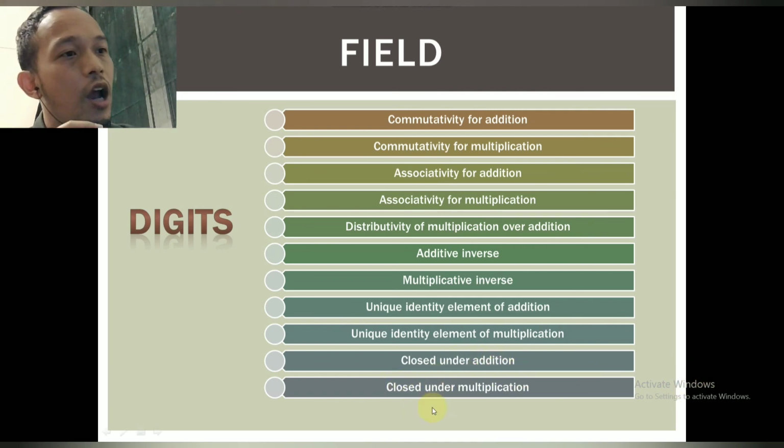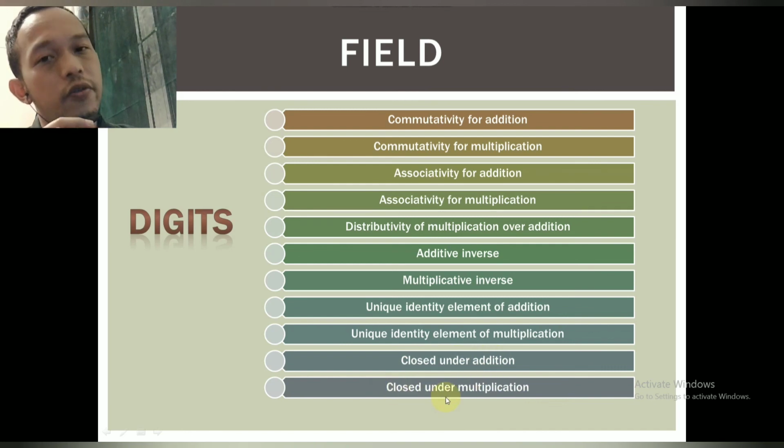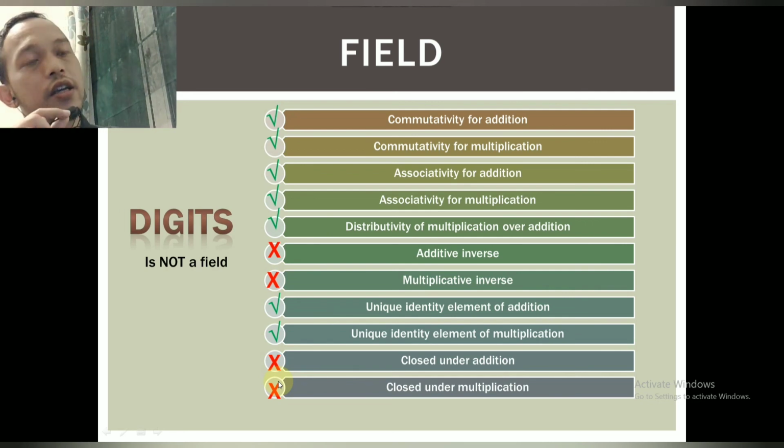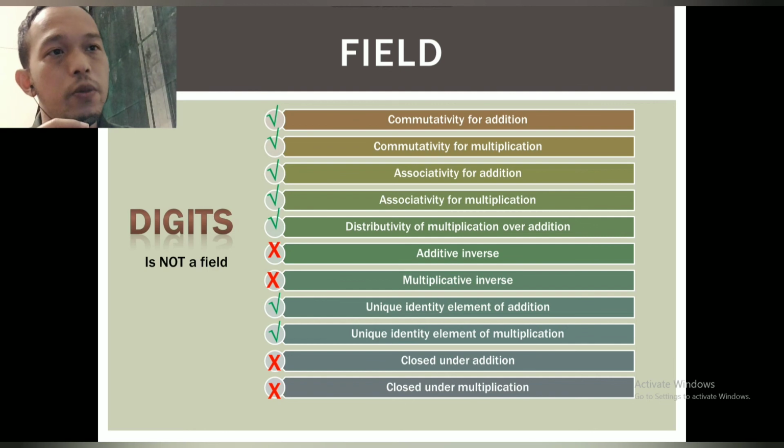And how about closure under multiplication? Obviously, it also violates, since if I pick a digit 5 multiplied by a digit 6, the product will be 30. So yes, it violates 4 field axioms. It means digits is not a field. Again, a set of numbers will be a field if it obeys all 11 field axioms. If at least one of them cannot be applied, that set of numbers is not a field.